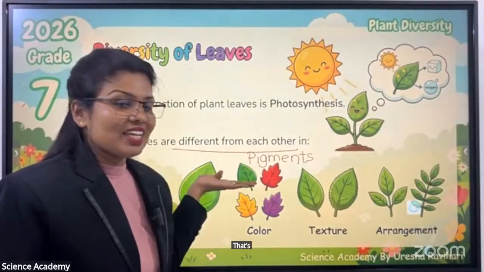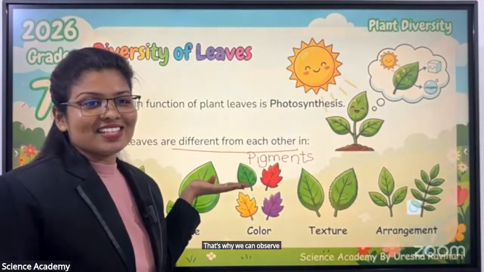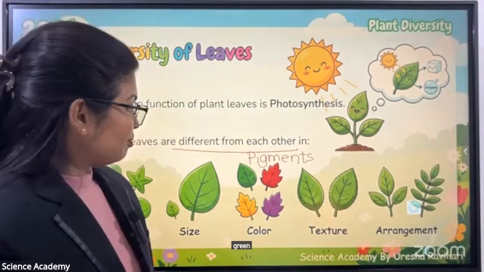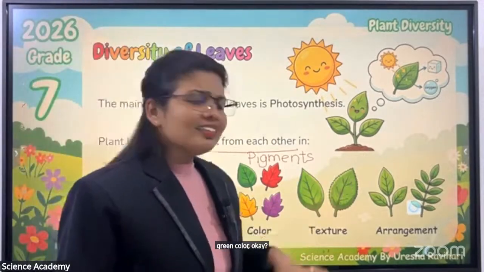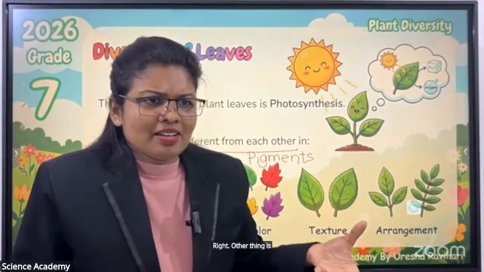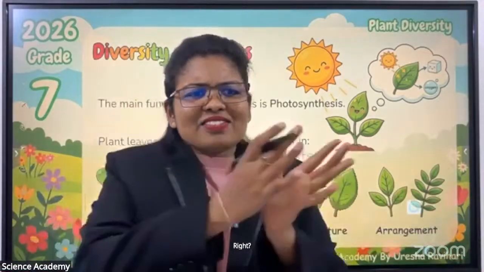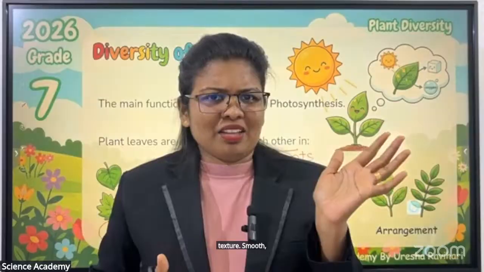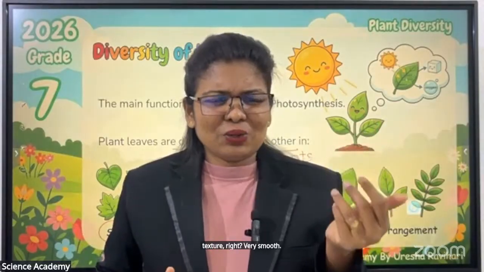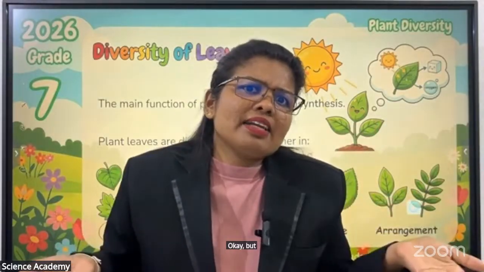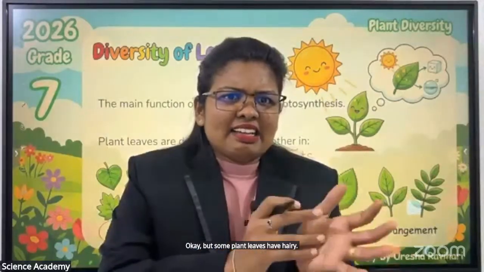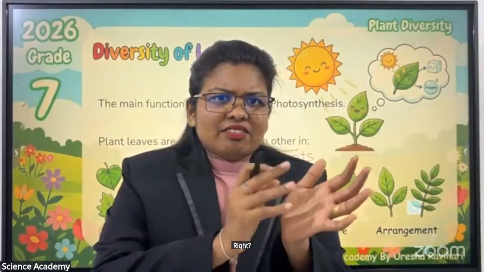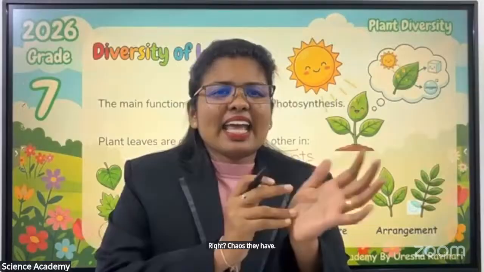That's why we can observe these plant leaves in green color. Okay, right. Another thing is texture. Some plant leaves have a smooth texture, very smooth. But some plant leaves are hairy. Some plant leaves have hairs.